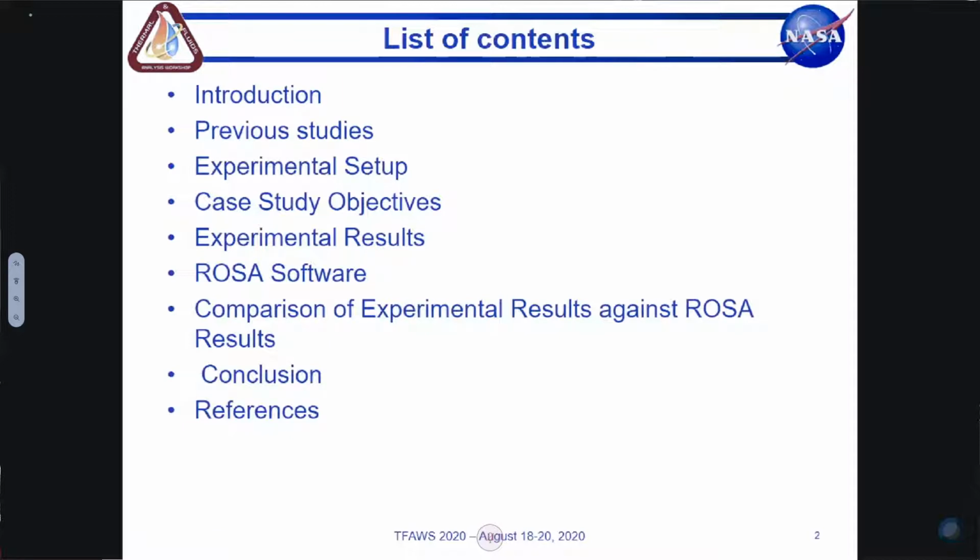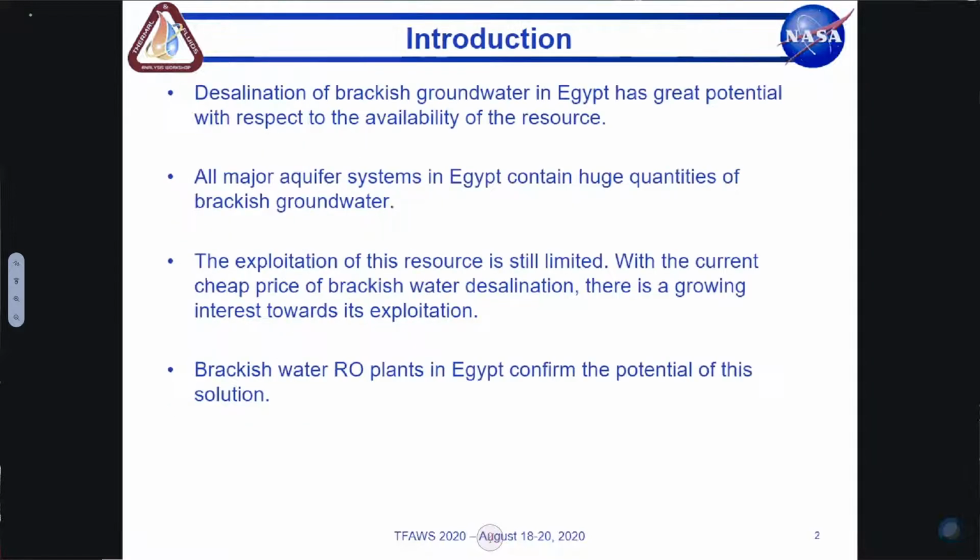Okay. Now this presentation is about the performance evaluation of reverse osmosis pre-treatment technology of brackish groundwater. The contents of this presentation are the introduction, the previous studies and experimental setup, case study objectives and experimental results, ROSA software, comparison of experimental results against ROSA results, and conclusion and references at the end.